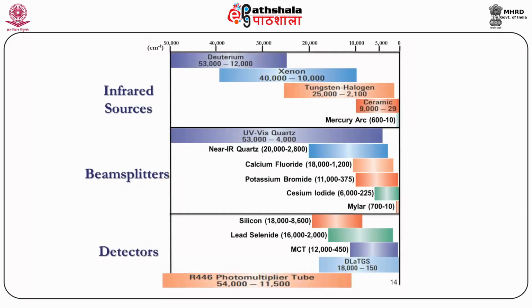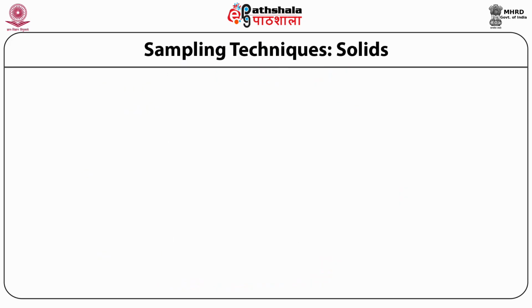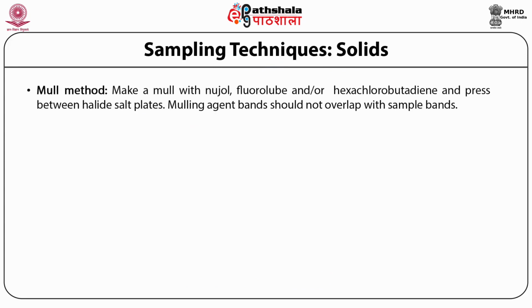In this slide, infrared sources, beam splitters, and detectors are shown, and we can easily identify the different infrared sources, beam splitters, and detectors. Sampling techniques for solids include the mull method. Make a mull with Nujol, Fluorolube, or hexachlorobutadiene and press between halide salt plates. Mulling agent bands should not overlap with sample bands.